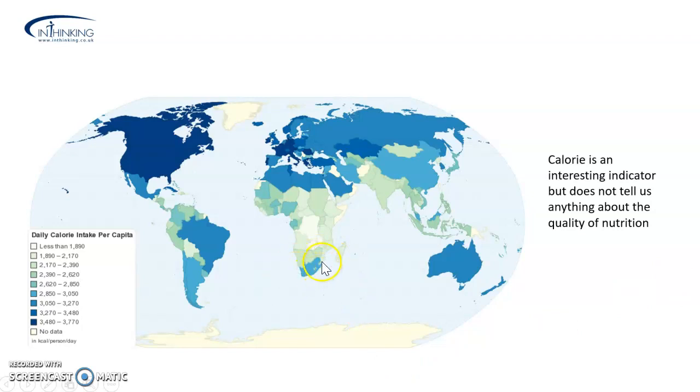So what's causing that? We've got quite high levels of calorie intake here in Argentina, but in an earlier map we saw quite high levels of food insecurity. So calorie intake is an interesting indicator. It tells us about quantities of food, but it doesn't really tell us anything about nutrition. But we do get a broad picture around the availability of food from that map.